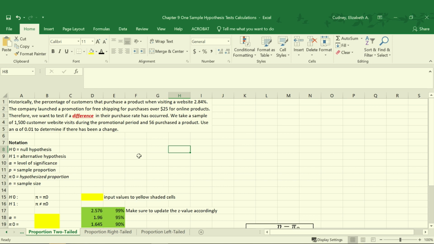So we want to test to see if there's been a difference in the purchasing rate. We take a sample of 1,500 customer website visits during the promotional period, and of those, 56 purchased a product. We're going to use an alpha value of 0.01 to determine if there's been a change.